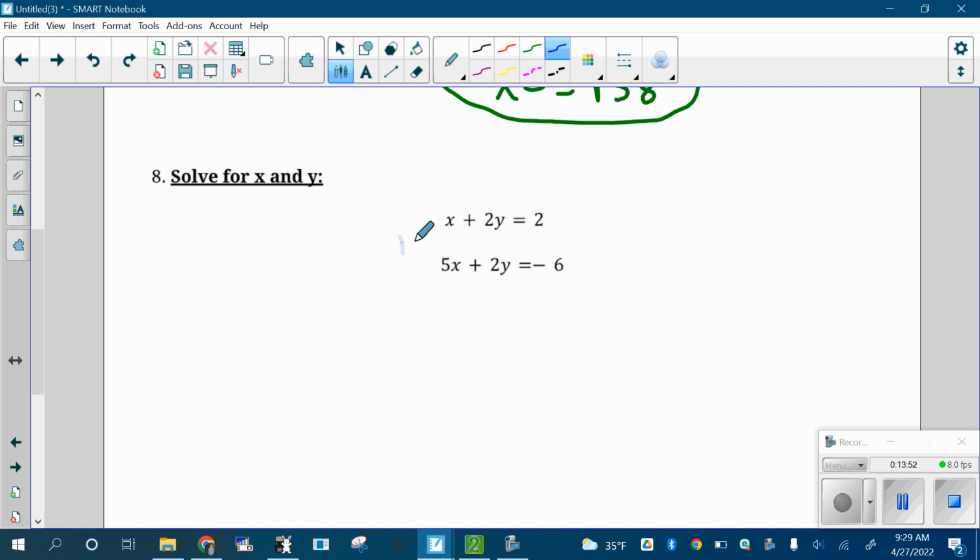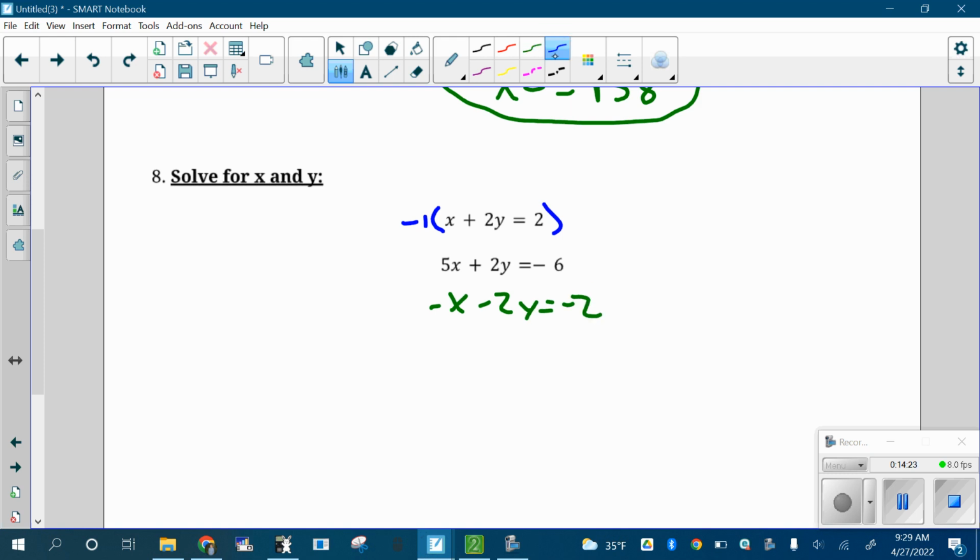So what you need to do is change one of the equations so that when you add them together, one of the variables goes away. The easiest way to change one of the equations is just, I want that 2y and that 2y to cancel, so I need one of them to be negative. So I'm going to take the top equation and I'm going to multiply the entire thing by -1. That's going to change it to be negative x minus 2y equals -2.